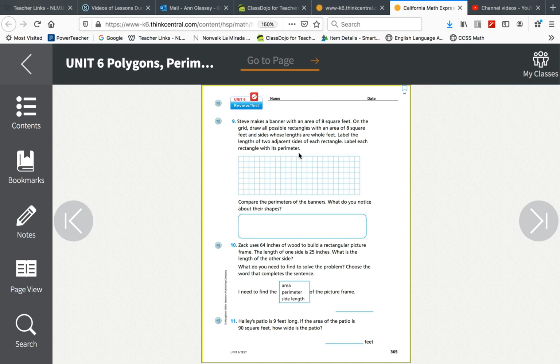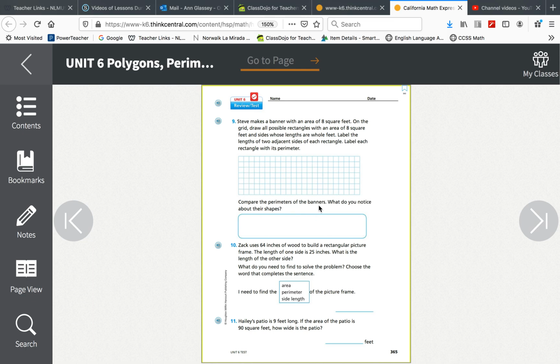Label each rectangle with its perimeter. So don't start in the middle or you will run out of places to draw all of your rectangles. Remember, a square is also a rectangle. So start in the corner somewhere and work your way over.